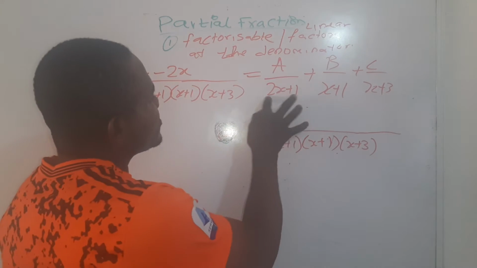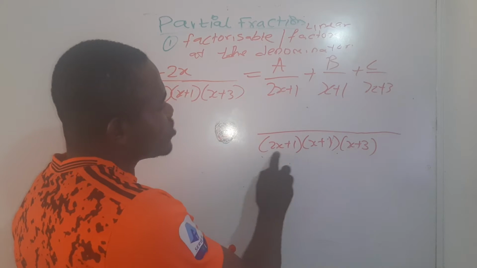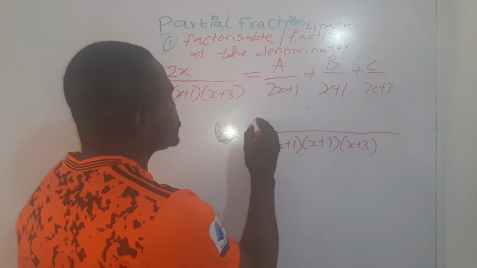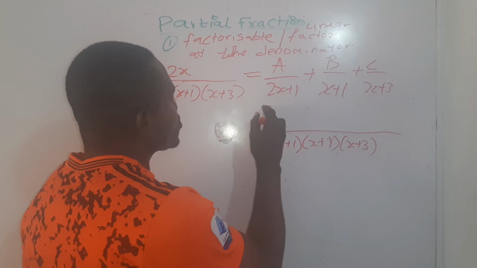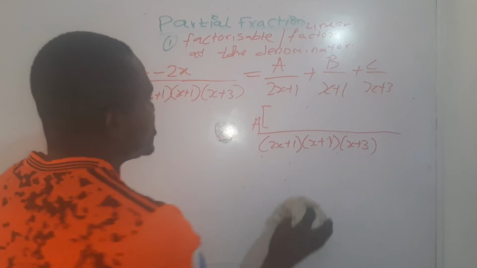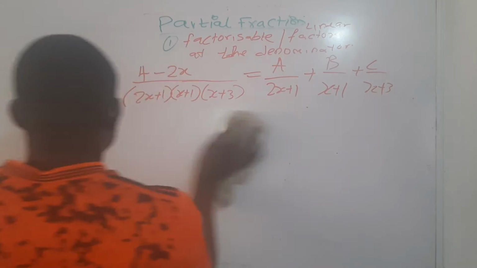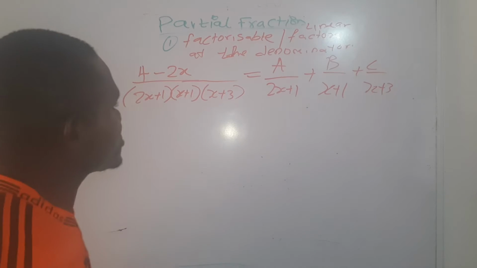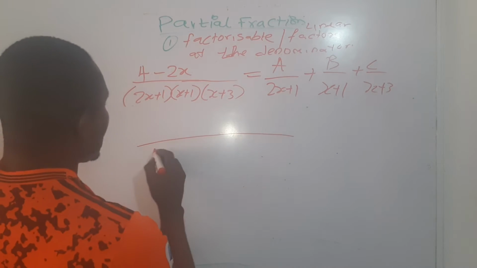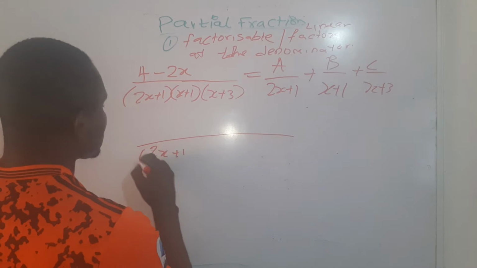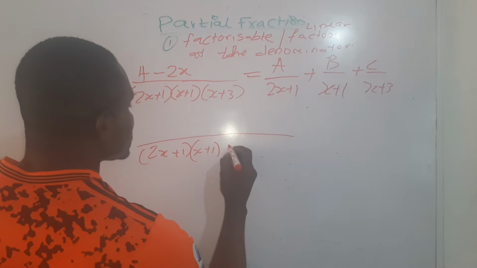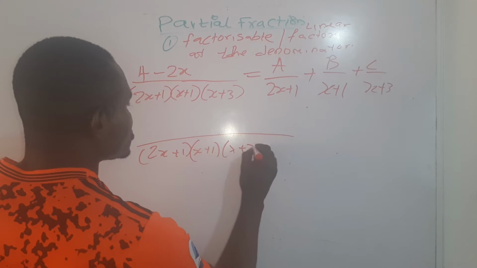Now, if 2s plus 1 cancels 2s plus 1, what we are left with is s plus 1 and this. So multiply by a, which means your a will now be equal to... let me write it so that now look at this. The LCM now will be equal to 2s plus 1, s plus 1, then s plus 3.